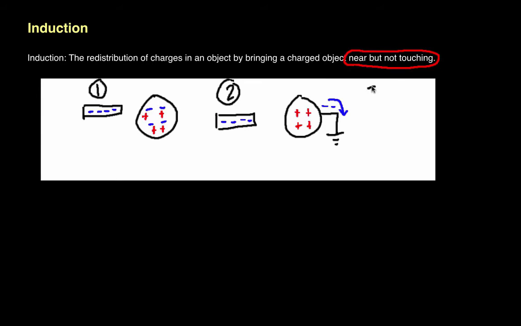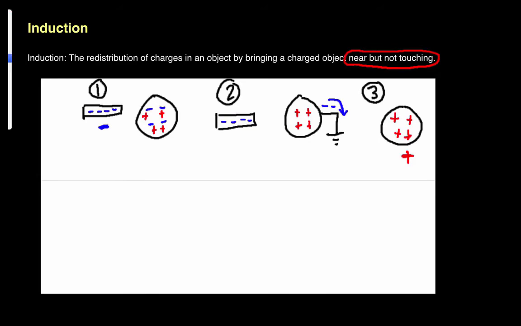In the third stage, you take away the ground and you take away the rod. So all that's left is the conductor and its remaining positive charges. When you charge this way, we started by trying to charge with a negative object, and we ended up with a positive conductor.